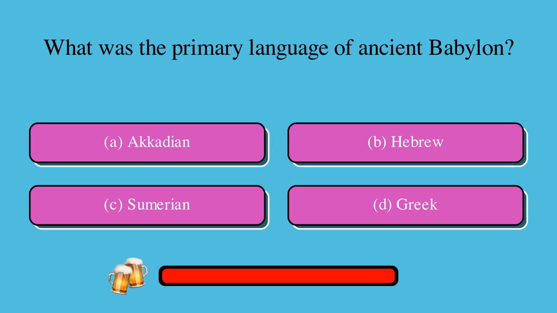What was the primary language of ancient Babylon? Is it A, Akkadian, B, Hebrew, C, Sumerian, or D, Greek? The correct answer is A, Akkadian.